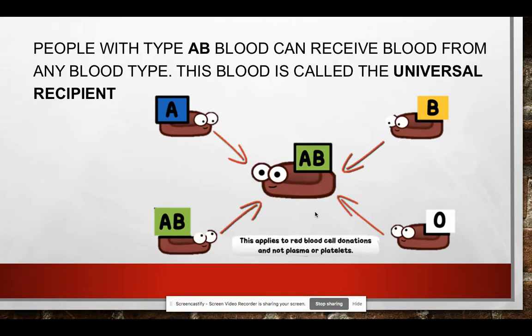Another really interesting thing to think about is how people with AB blood can receive blood from any blood type because they have both A and B antigens on the surface of their red blood cell. They are already familiar with it. They have no antibodies that are going to be reacting with antigens. So they can accept blood, of course, from AB, the same type as themselves. They can accept blood from A and B, as well as O, because there are no antigens there. So this is called the universal recipient. They can receive blood from any blood type.